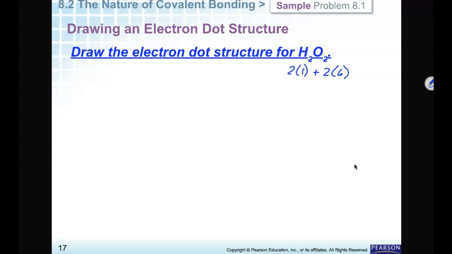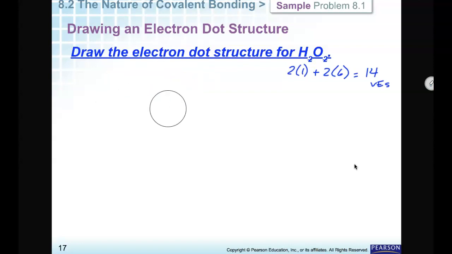So I actually have 12 plus 2. I have 14 valence electrons that I have to account for. Now, oftentimes I get people that want to do this. That is very wrong, because hydrogen would end up with 4 electrons. Hydrogen only wants 2. It would never do that.